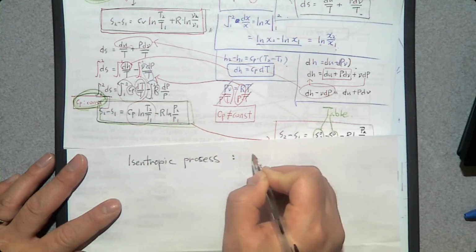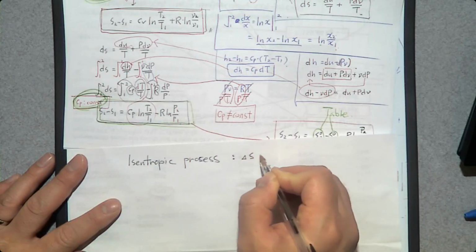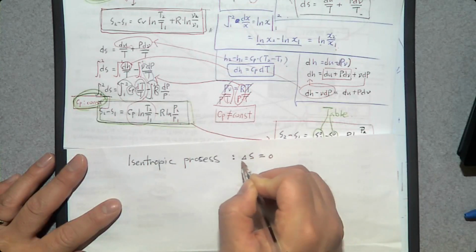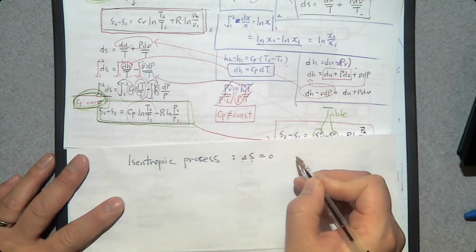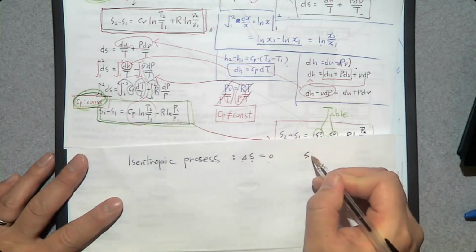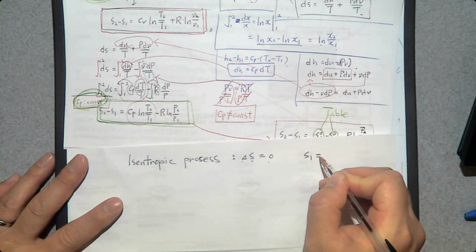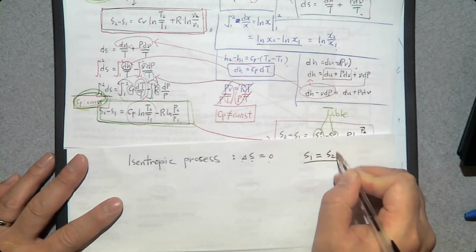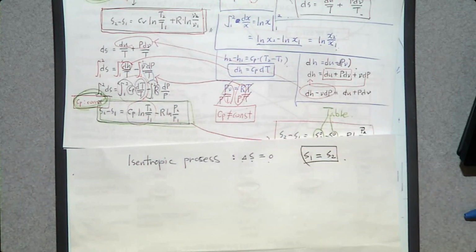Isentropic process means entropy remains constant. So the change in entropy is going to be zero. Entropy at the initial state should be the same as entropy at the final state. That is an isentropic process. Is it possible in reality? Probably no, because in an actual system, there's always some degree of irreversibilities.